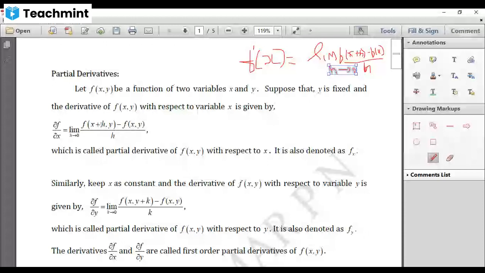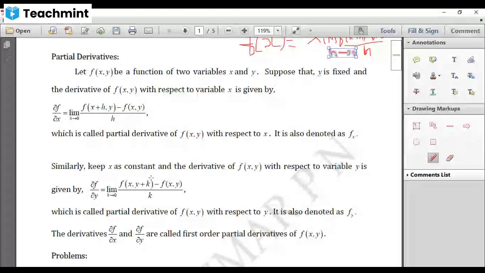So what is the partial derivative of f with respect to x? You have to keep y as constant and differentiate with respect to x. And for the partial derivative of f(x, y) with respect to y, you keep x as constant and differentiate with respect to y. This partial derivative of f with respect to y is denoted by fy. So whenever you see fy, it means the partial derivative of f with respect to y. And fx means the partial derivative of f with respect to x.